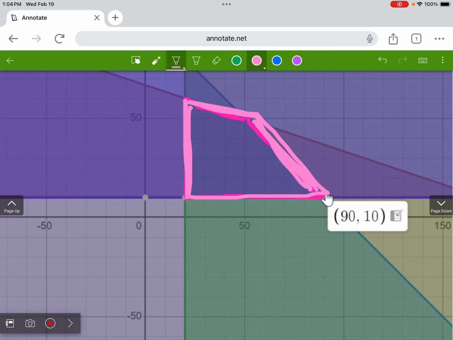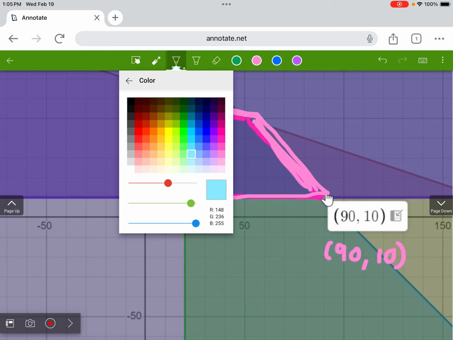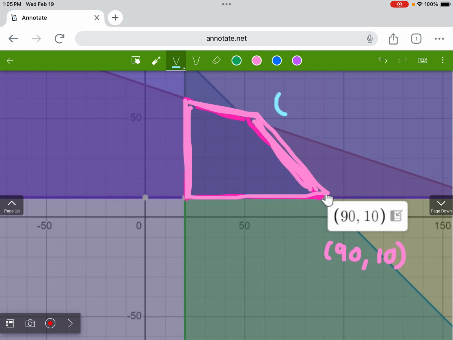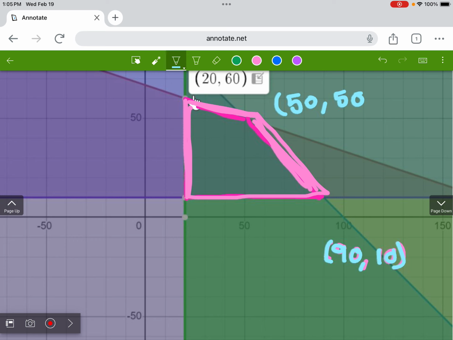We're going to look at this point over here. So we're going to look at our 90-10. So this guy is 90-10. Oh, that is really hard to read. Let's see if I can find any color that's better. Oh, that one's not bad. There we go. This one's not bad to read. We're going to check out this point up here where they cross, which is 50-50. And we want to check out this point over here, which is 20-60.